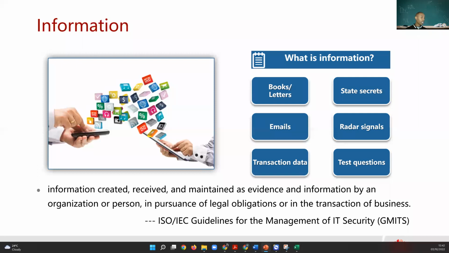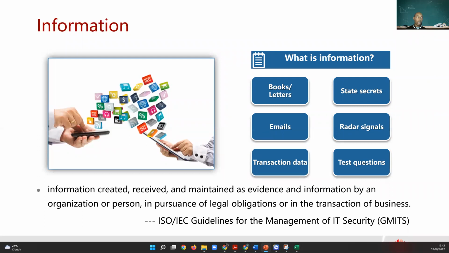So you'll come to realize that information can be created, received and maintained as evidence, by an organization or person in pursuance of legal obligations or in transaction of business. So it can be for the purpose of a certain legal obligation, or with regards to transactional business. And it can range from state secrets.